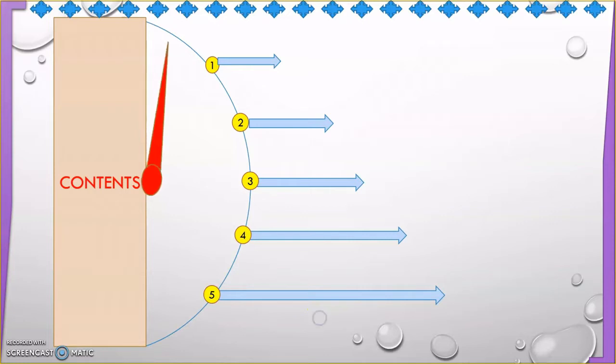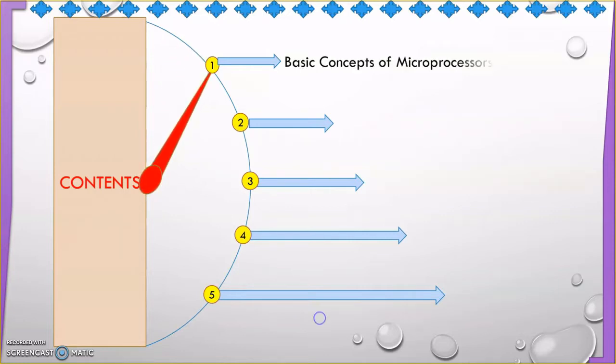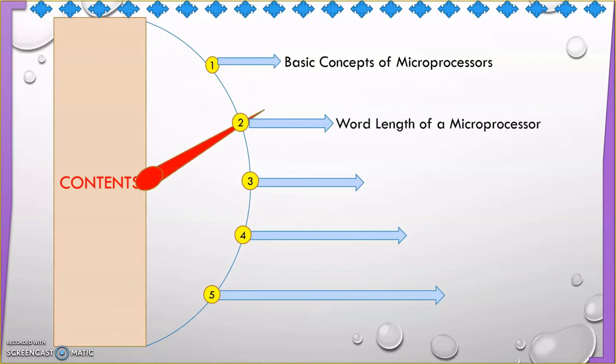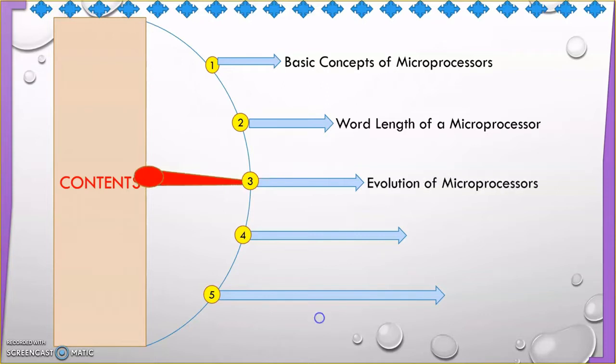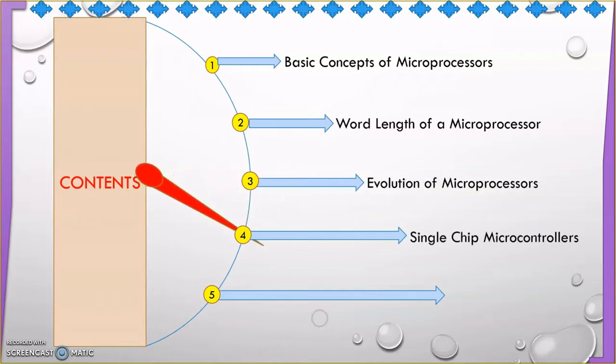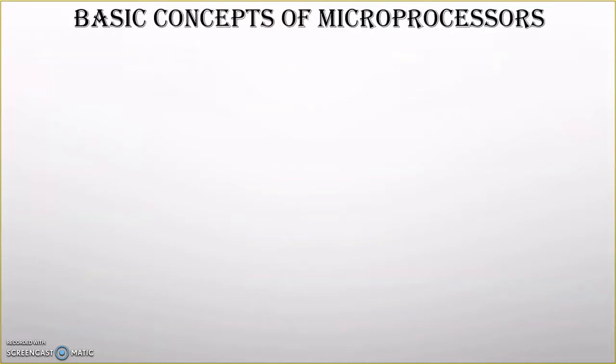Dear learners, in this presentation, we will discuss the basic concepts of microprocessor. The first topic is basic concepts of microprocessor. Second topic is word length of a microprocessor. The third topic is evolution of microprocessors. Fourth topic is single chip microcontrollers. Finally, we will discuss about different types of buses which are available in the digital computer system.